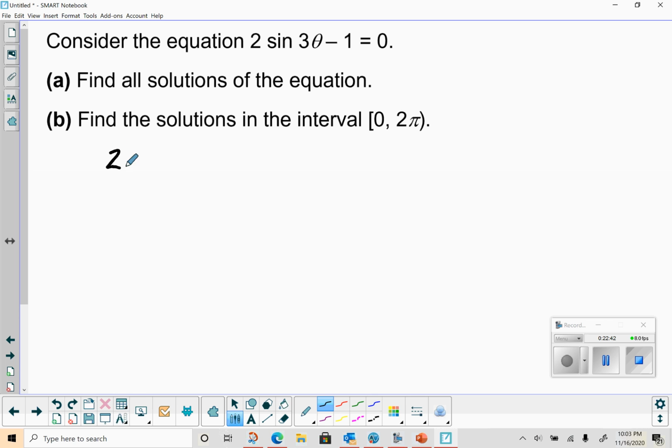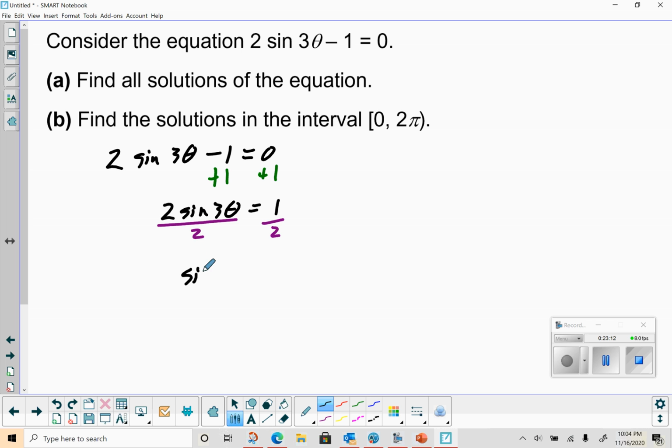Well, all right, so 2 times the sine of, oh, okay, there's the difference. It's not just x, it's not just theta, it's 3 theta. How do we deal with that? We deal with it later. Do the algebra first. 2 sine 3 theta is equal to 1. Divide both sides by 2. So sine of 3 theta is equal to 1/2.